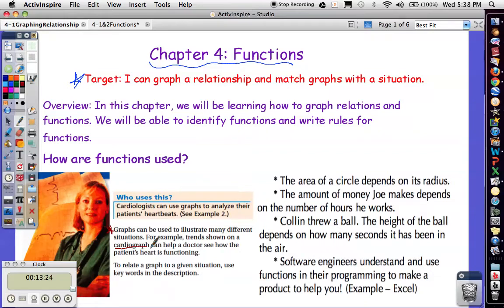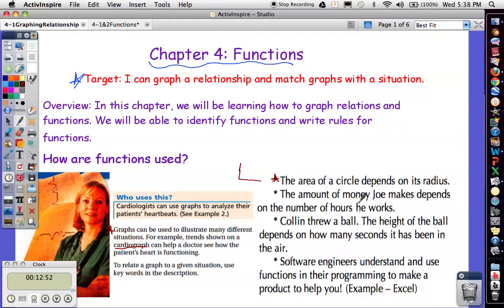We could graph the area of a circle, depending on its radius. Think about this. The bigger the radius, the bigger the circle, right? The bigger the area then is of the circle. If you have a really small radius, you're probably going to have a smaller area. So we could graph those points up here. You don't need to graph this, I'm just giving you some ideas. Also think about money. If the amount of money Joe makes depends on the number of hours he works, the more hours he works, the more money he's going to make.